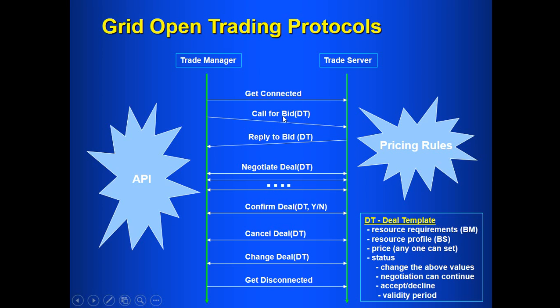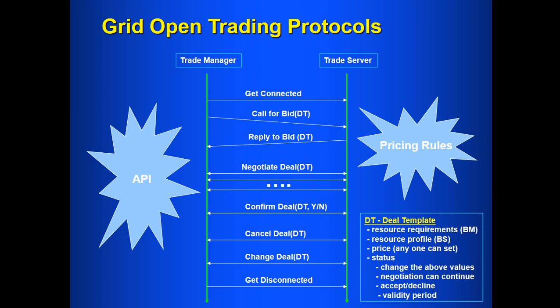The input argument of call for bid is deal template, which contains several parameters: resource requirements, resource profile, price, and status. Status consists of change the above value.